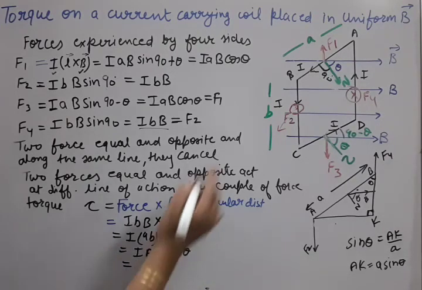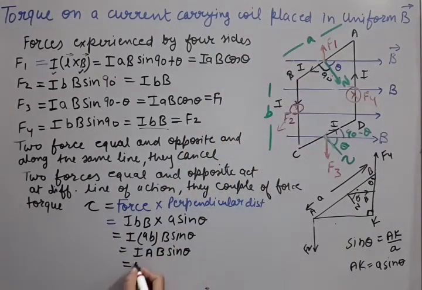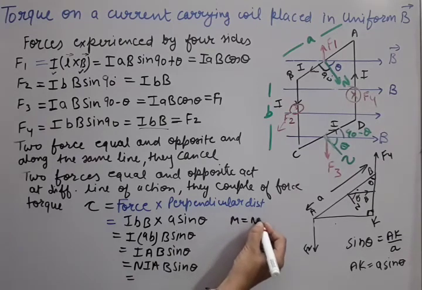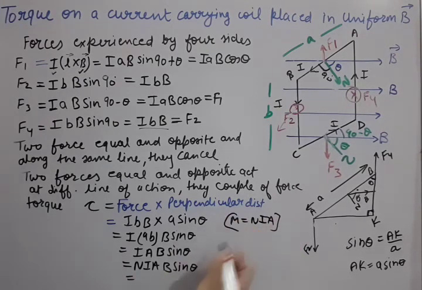In case an n-turn coil is given, we have to put n extra. And students, you must have noticed the NIA term here. This NIA term is actually what? It is the magnetic moment. It is the magnetic moment formula of any coil. So we can write it as MB sin theta. MB sin theta. It is the last answer.